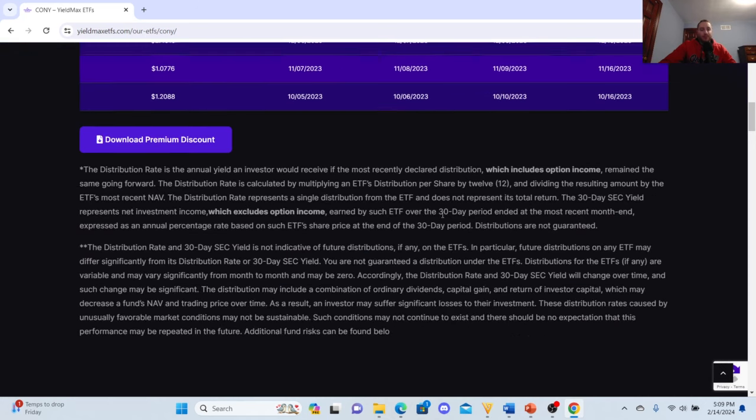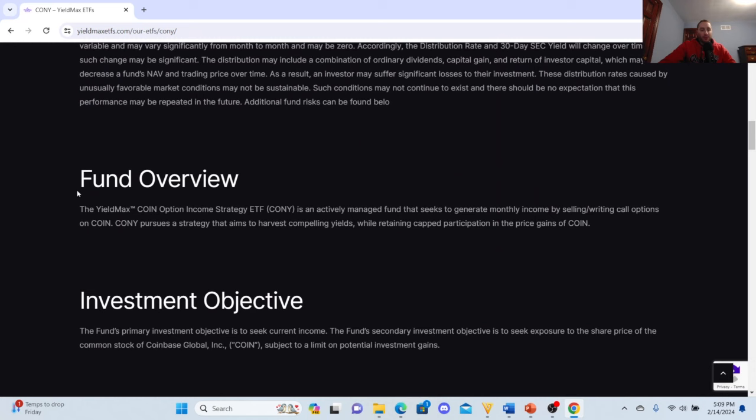So one more thing I want to go over. The fund overview. The Yieldmax COIN Option Income Strategy is an actively managed fund that seeks to generate monthly income by selling or writing call options on COIN. Remember, it's not actual shares. CONY pursues a strategy that aims to harvest compelling yields while retaining capped participation in the price gains of COIN.